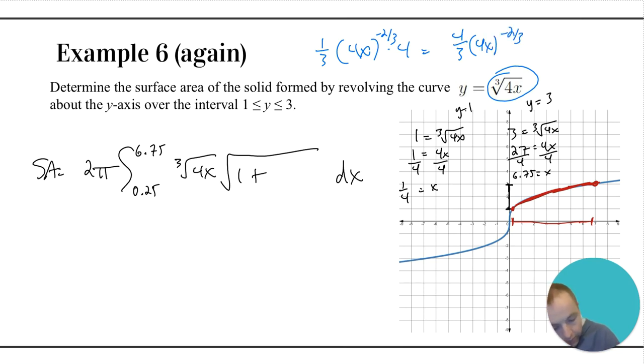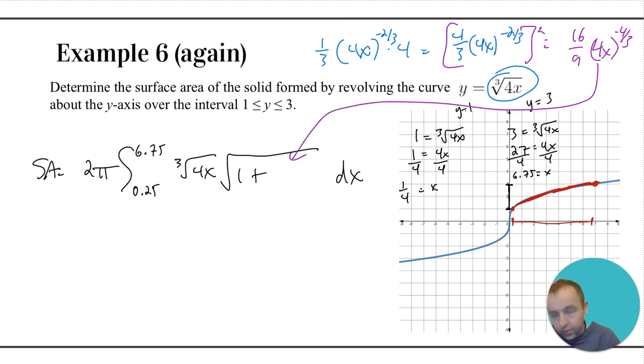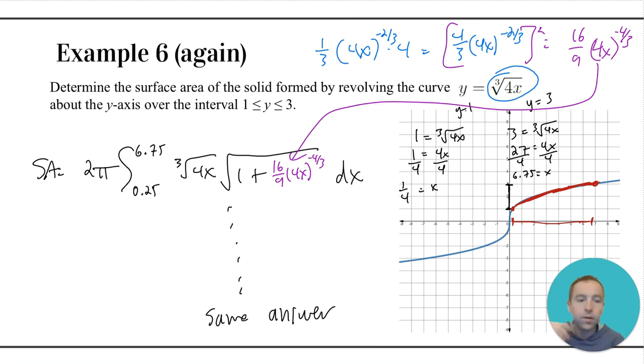So that would be the derivative, but then you'd have to square the derivative and get 16/9. And then by properties of exponents, it'd be 4x all to the negative 4/3. Then that thing is going to have to get plugged in right here. That's 16/9 times 4x to the negative 4/3 right there. And then you just do some math, and you're going to get the same answer as what we got before, whatever it would have been as a decimal answer.